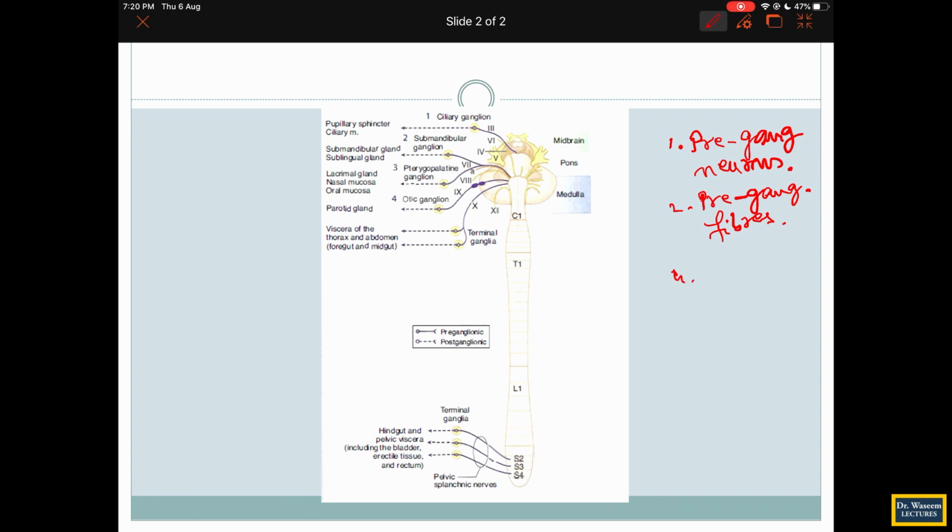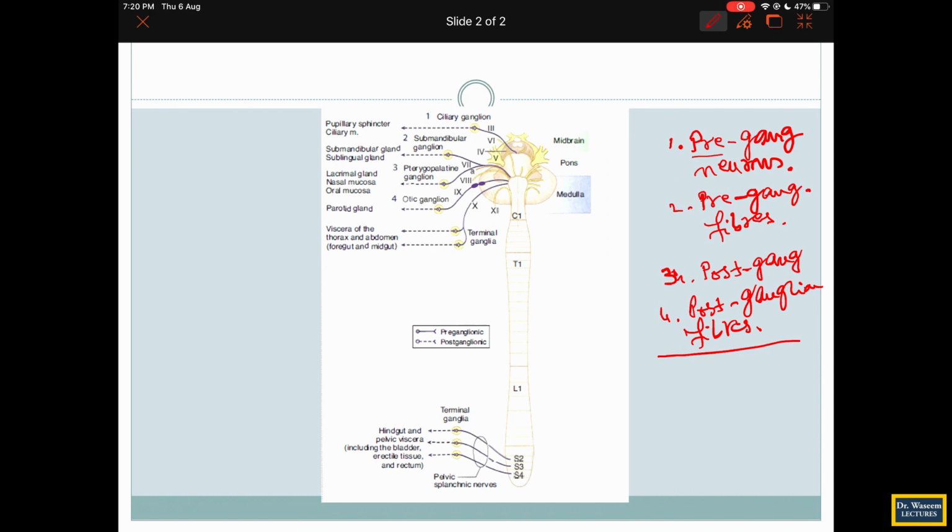Third thing will be, where are the postganglionic neurons located? Obviously they are located in the ganglion, but where are these ganglia placed? Number four will be how the postganglionic fibers reach their destination. Destination means smooth muscle, cardiac muscle and exocrine glands. How they reach them.